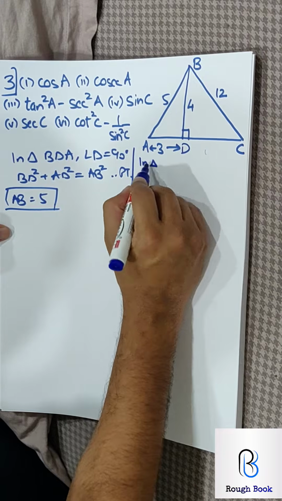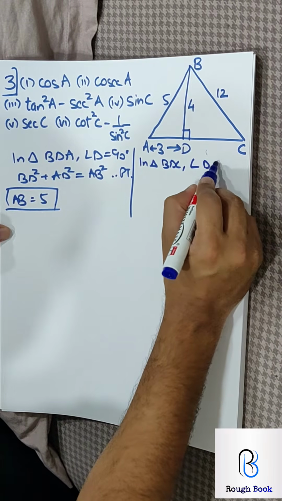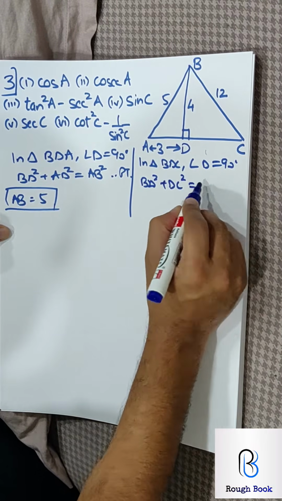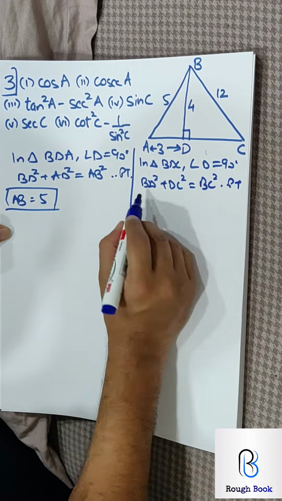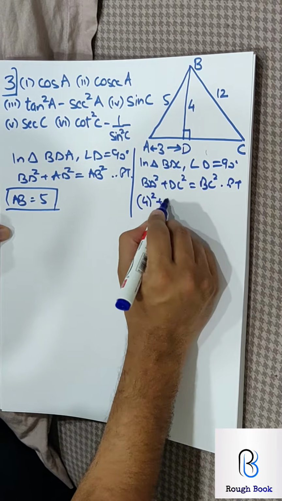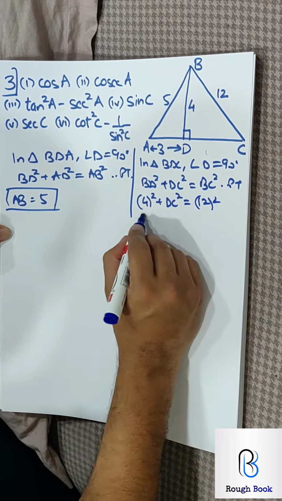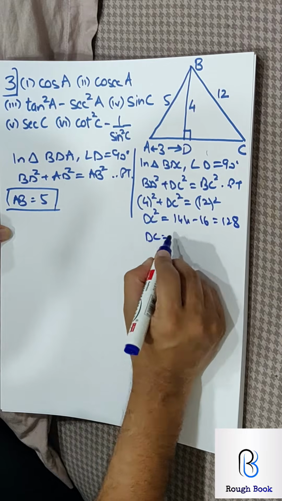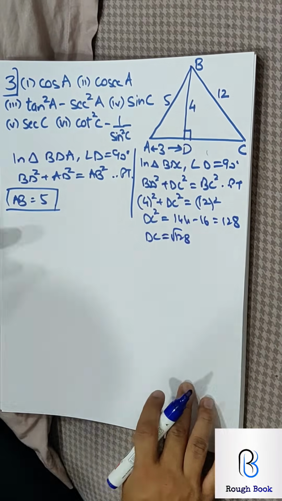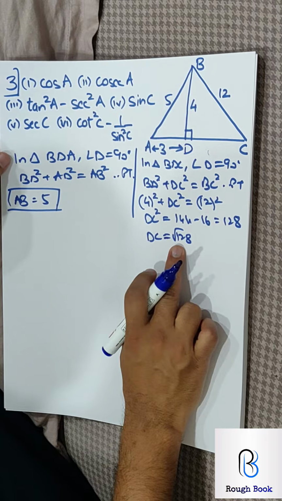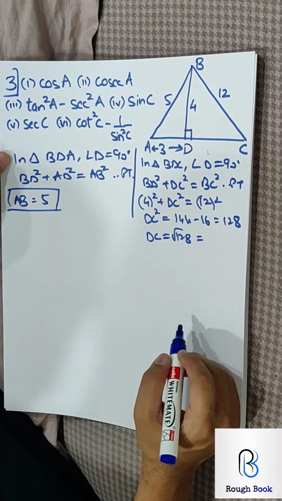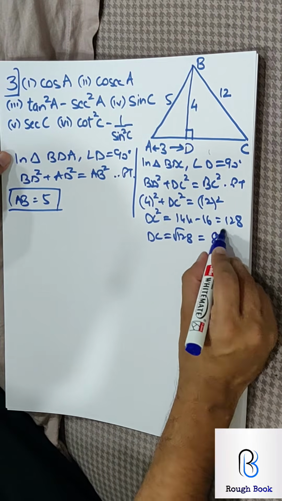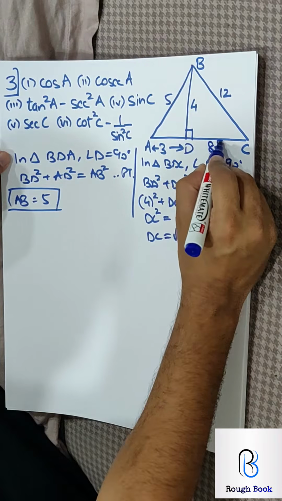Now the second part, in triangle BDC, angle D 90 again. So BD square plus DC square equals BC square. So Pythagoras. BD is 4, DC is unknown, and BC is 12. So my DC square will be 144 minus 16, 128. So DC becomes root 128. You are expected to get the factors of this and write it in the mixed surd form. So 128, the factors will be 2 into 64, and 64 is 8 squared, which can come out, so 2 stays inside. So I get 8 root 2.